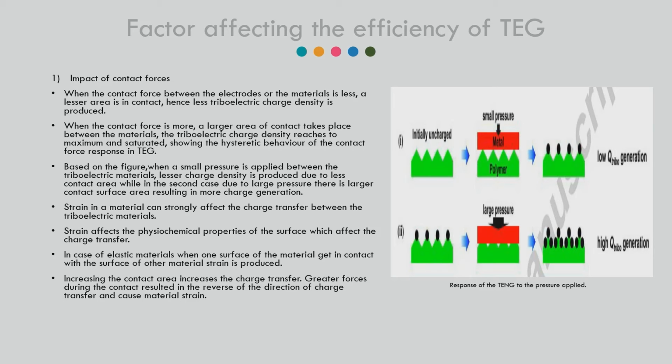Strain in a material can solely affect the charge transfer between the triboelectric materials. Strain affects the physicochemical properties of the surface, which affect the charge transfer. In the case of an elastic material, when one surface of the material gets in contact with the surface of another material, strain is produced. Increasing the contact area increases the charge transfer. Greater force during the contact results in a reversal of the direction of charge transfer and causes material strain.